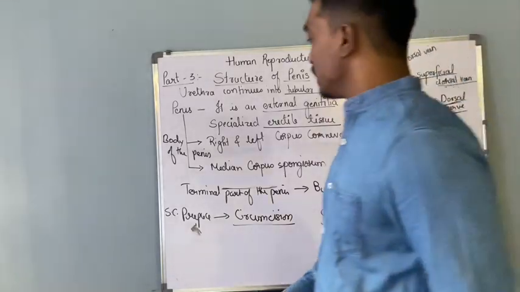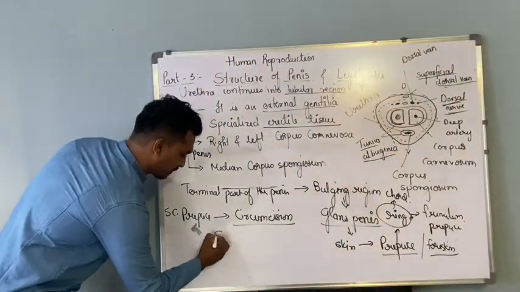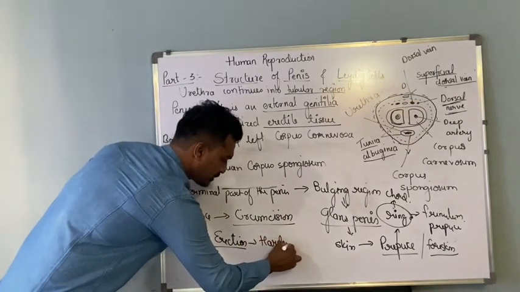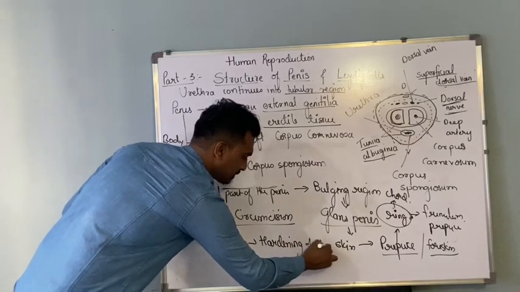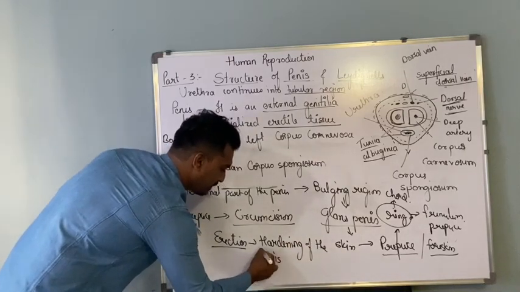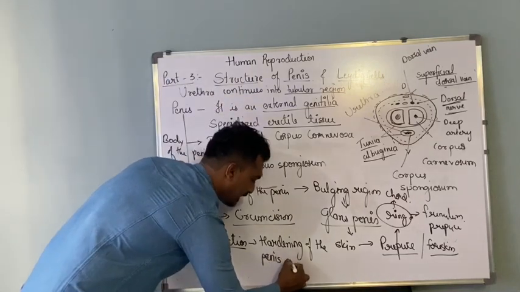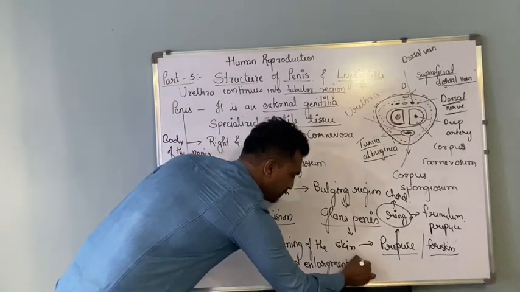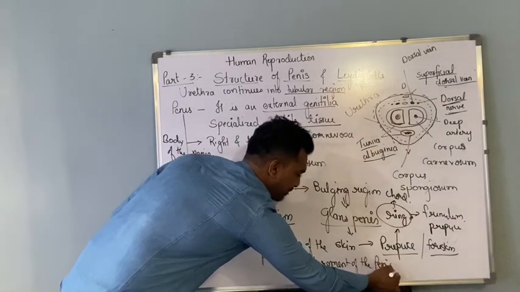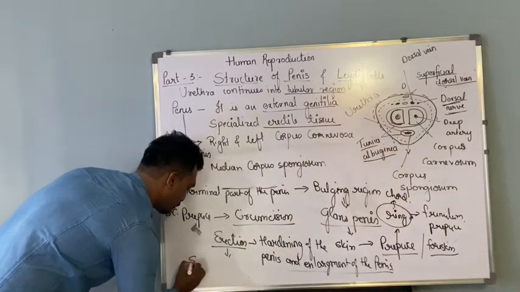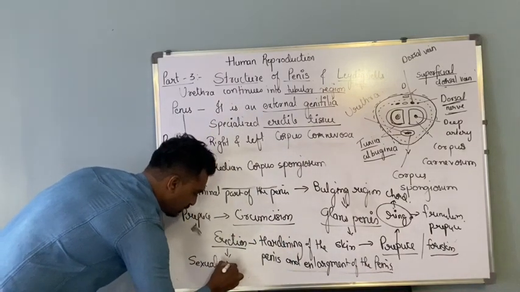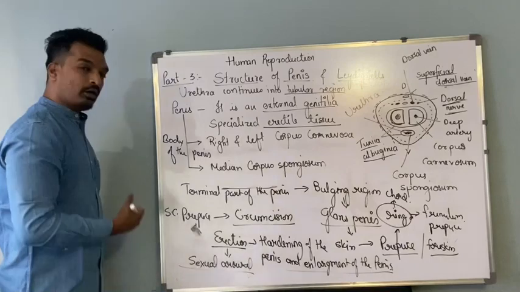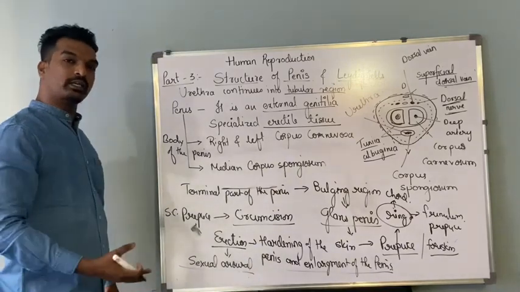Now, what is erection? Erection is the condition where you see the hardening and enlargement of the penis. And when does it happen? The erection occurs due to sexual arousal. Sexual arousal causes the erection. And during sexual arousal, what causes the erection?